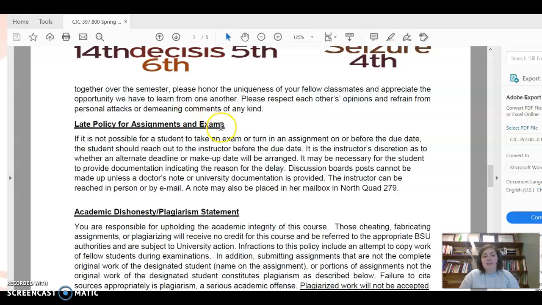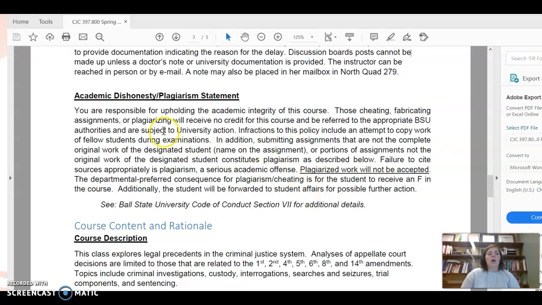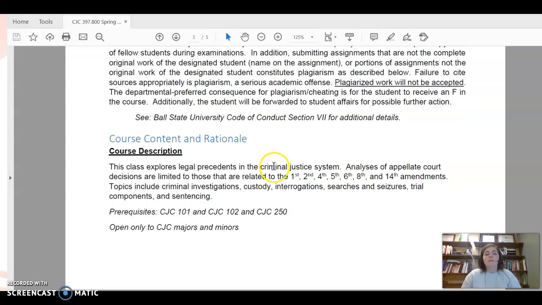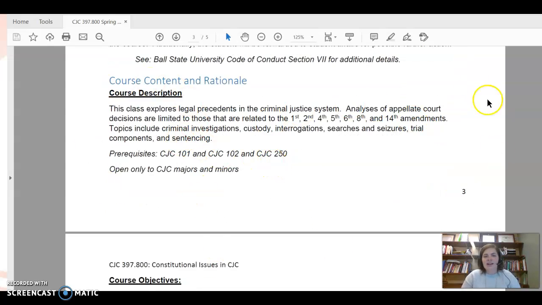Late policy for assignments and exams: if you let me know in advance, generally, I try to be very flexible. If you let me know after, it depends on what happened. Really important, discussion board posts cannot be made up unless you have a doctor's note or university documentation. Discussion boards need to be done on time. Don't cheat. I have no tolerance for cheating. You guys are future criminal justice professionals and your ethics and integrity matter, and so we're going to start practicing that now.